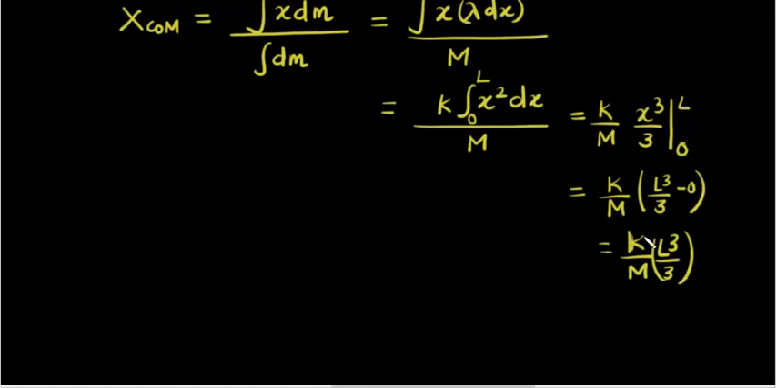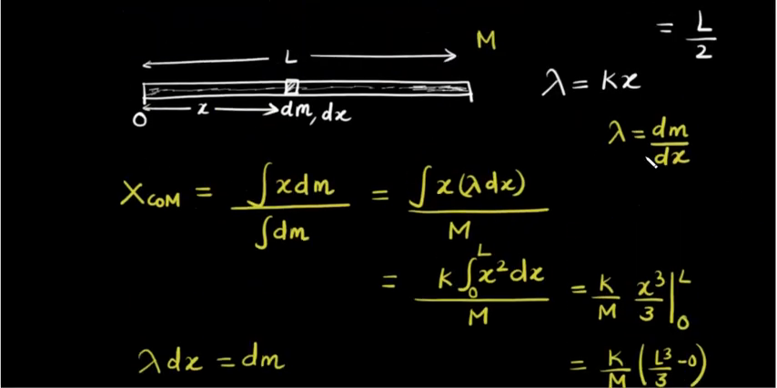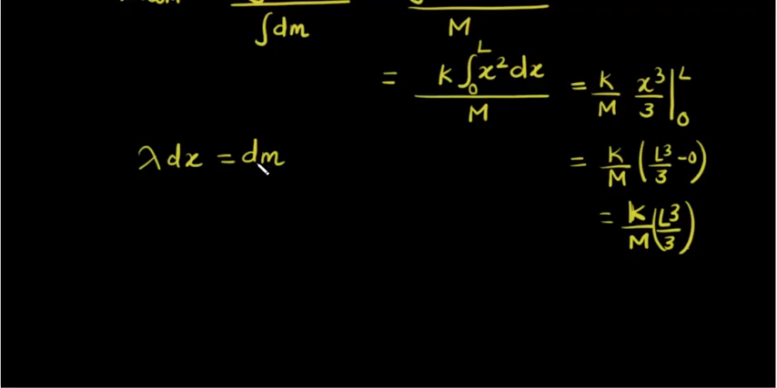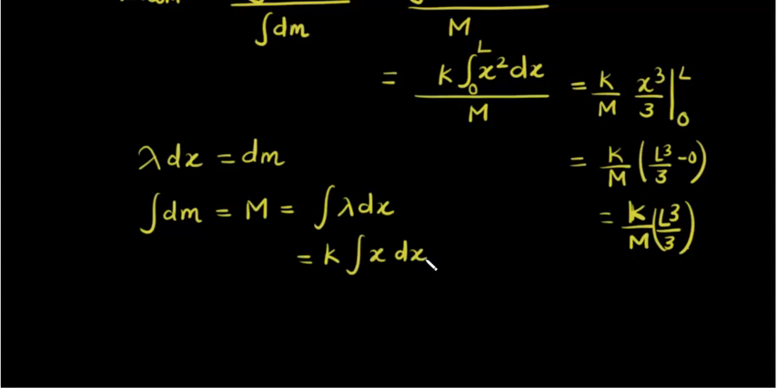Now basically we don't know what is k. So how will you find out the value of k? The answer to that is very simple. We know that lambda into dx is equal to dm, the infinitesimal mass. We can see it from here that lambda is dm by dx. So dm is lambda times dx. Now if we do integral over this, dm will become m, which is nothing but integral over lambda dx. Now we can take k outside because it is a constant. This is x dx. So the limits are from 0 to L.